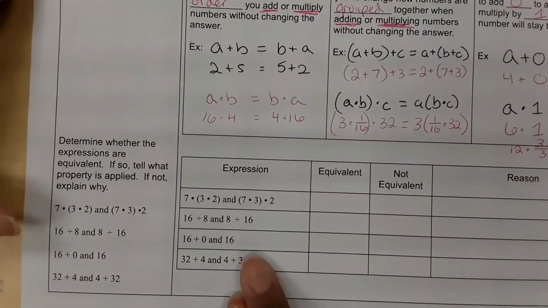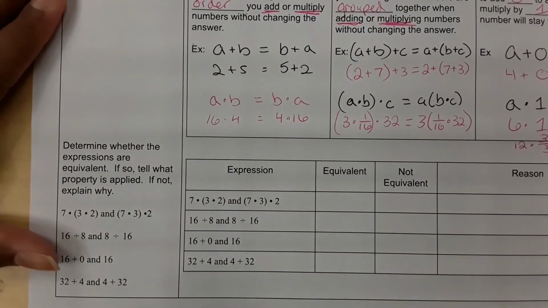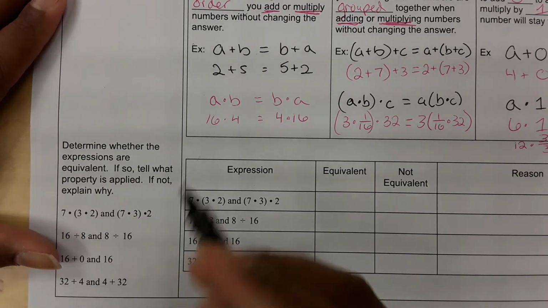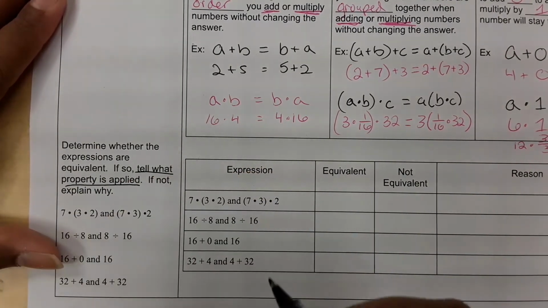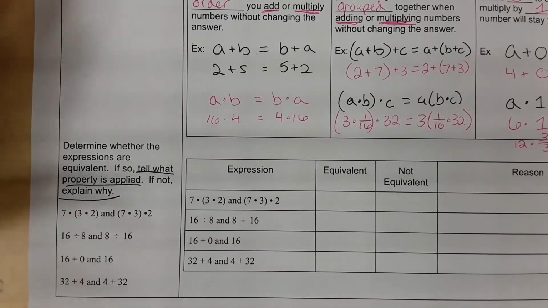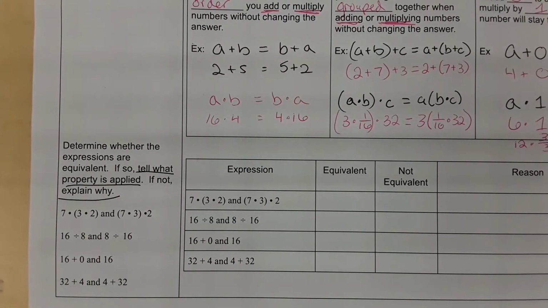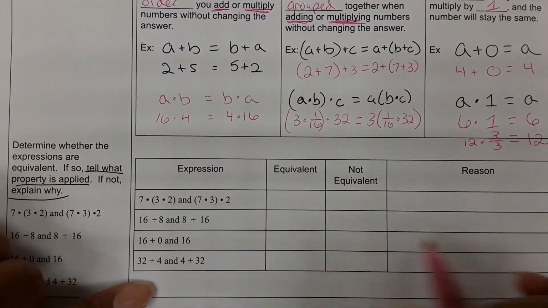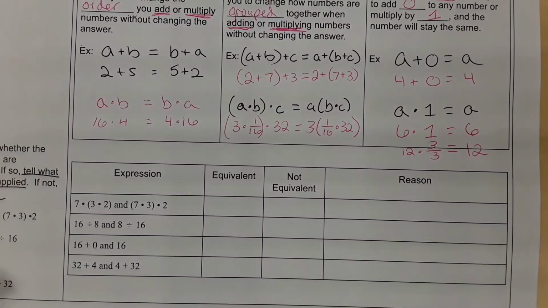Now, to a test-like question. Determine whether the expressions are equivalent. If so, tell what property is applied. If not, explain why. So we're getting to our being able to construct viable arguments. We need to be able to explain why certain things work and others don't. So we have a list here so we can practice later, but we're going to do our work on this section. So you'll see me write in this section.